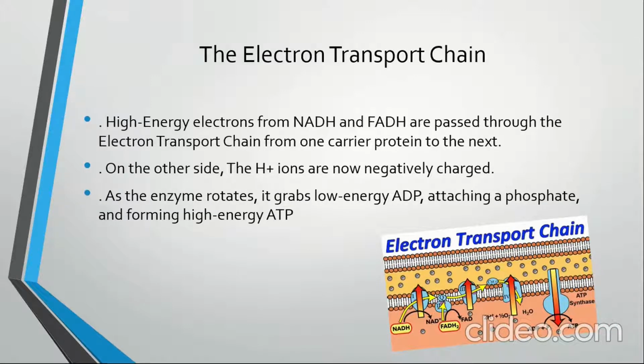The electron transport chain. High-energy electrons from NADH and FADH are passed through the electron transport chain from one carrier protein to the next. On the other side, the H plus ions are now negatively charged. As the enzyme rotates, it grabs low-energy ADP, attaching a phosphate and forming high-energy ATP.